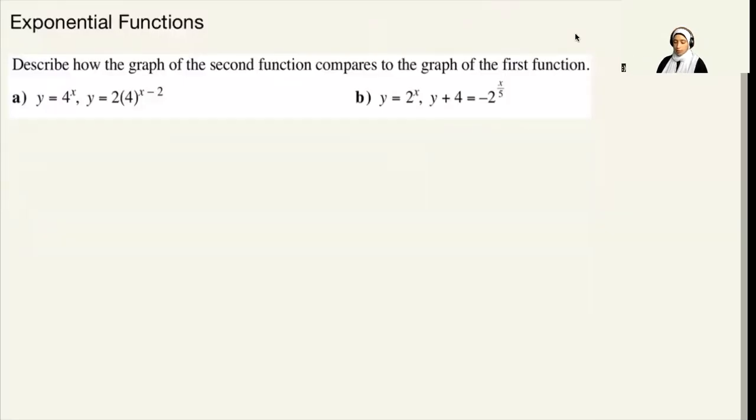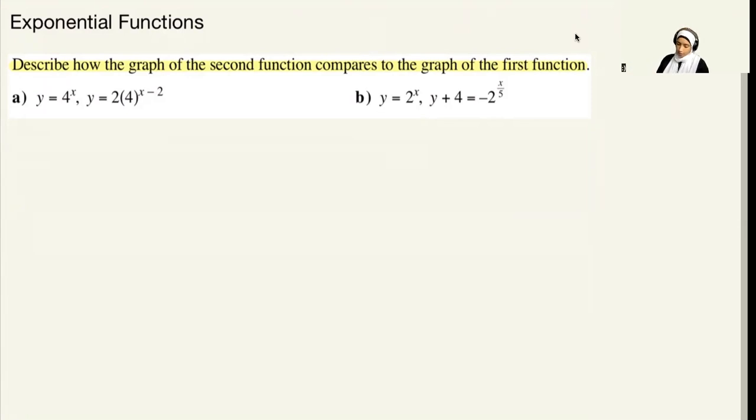So we're looking at exponential functions, and this question says, describe how the graph of the second function compares to the graph of the first function. Now, we could graph this, or we could just talk about the transformations. How was this transformed into this?